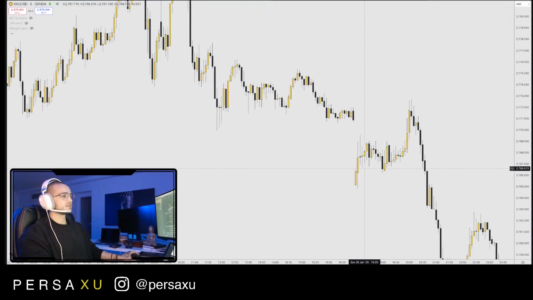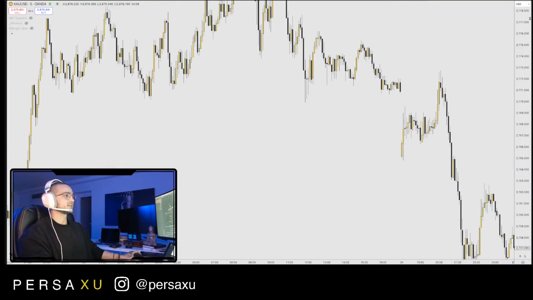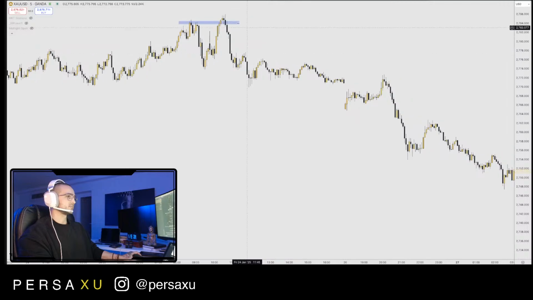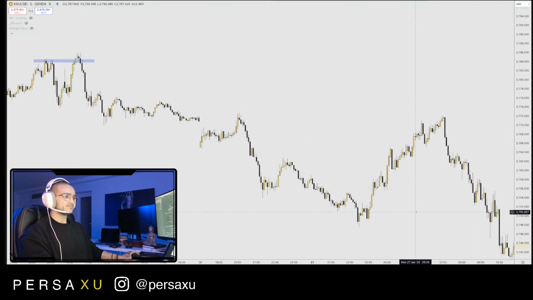It opens with a gap the next day, and it continues that distribution of all these orders that it got manipulated out over here and sold hard. Okay.